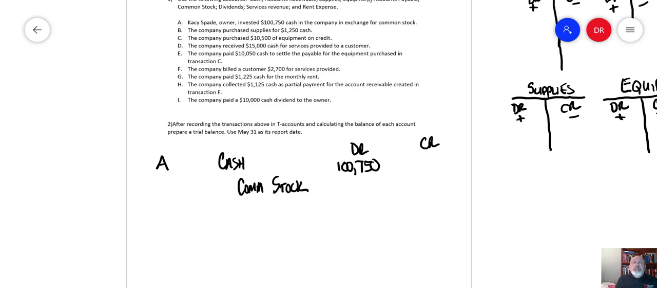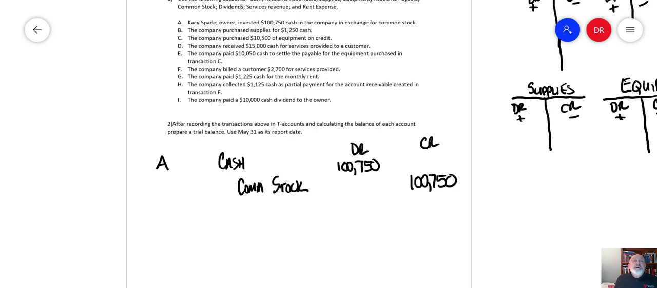So common stock is the credit. Now, for the purposes of a journal entry, the debit always comes first. In this case, we're increasing cash, so the debit is an increase to cash. And the credit comes second. It's slightly indented to the right to show it's a credit, but it's common stock, and this credit here is $100,750, not 500.